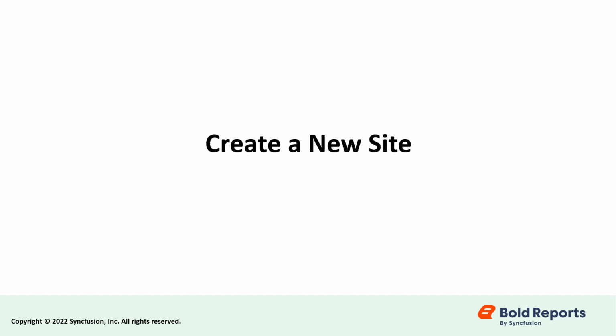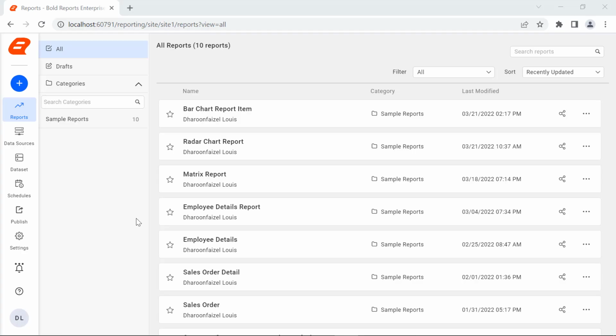Now let's create a new tenant. To create a new tenant, first open the Bold Reports on-premise reporting. I have logged in with the root admin credentials. Only users in the System Administrator group have the permission to create the site.